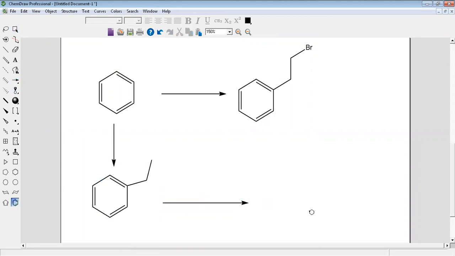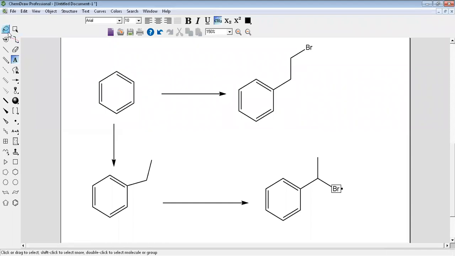First carbon. Yes, on the first. 1, 2, 3. The Br will come to here because the reaction will happen on the benzylic carbon hydrogen. For this reason, the first compound cannot be prepared by using halogenation of the alkyl group on the benzene ring. This is the answer. Okay, cannot be prepared.